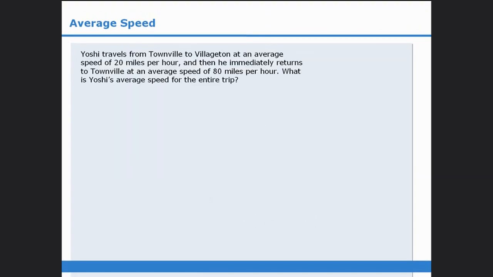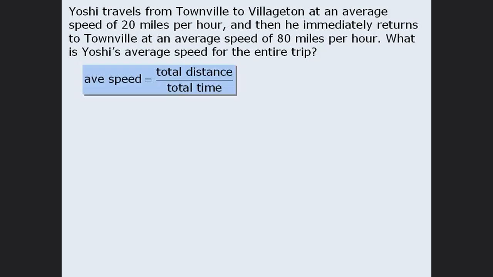Okay, now let's try another example. Here, Yoshi travels from Townville to Villageton at a speed of 20 miles per hour, and then he returns to Townville at a speed of 80 miles per hour. Our goal is to find Yoshi's average speed for the entire trip, so once again we will apply the average speed formula. To begin, let's find the total distance traveled.